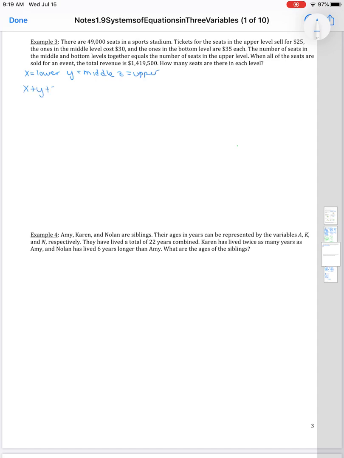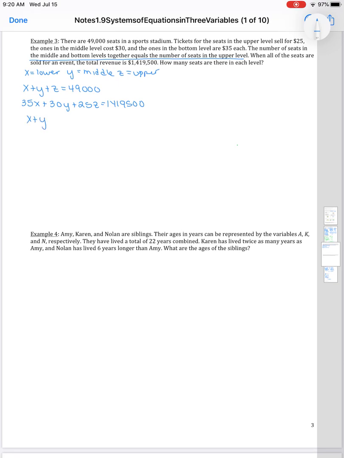All right, so first thing we're going to label, X is the lower, Y is the middle, and Z is the upper. And we know that there are 49,000 seats. So X plus Y plus Z equals 49,000. Now, in terms of cost, we've got 35 for the lower, 30 for the middle, and 25 for the upper. And that gives us $1,419,500. And then there's an extra equation right here that says the number of seats in the middle and the bottom level, so that's X plus Y, is equal to the number of seats in the upper, so it equals Z. So we now have three equations here that we need to work with.